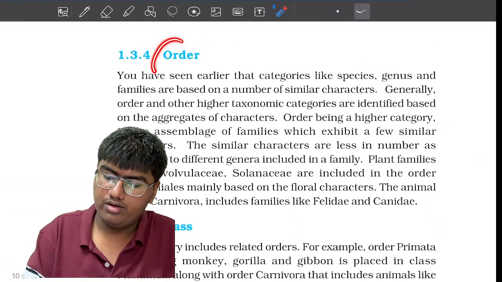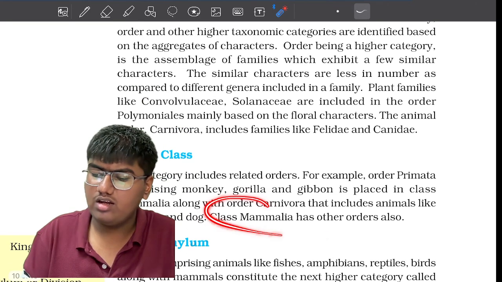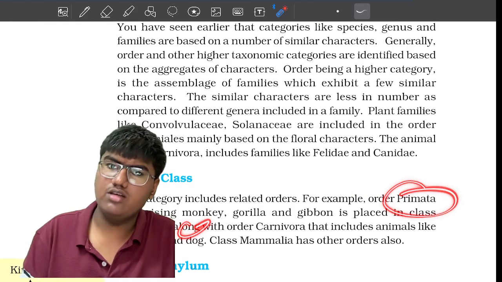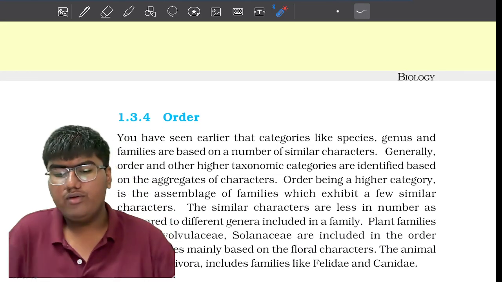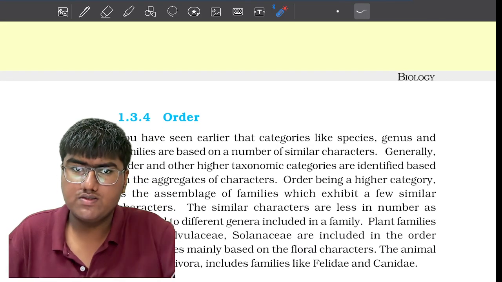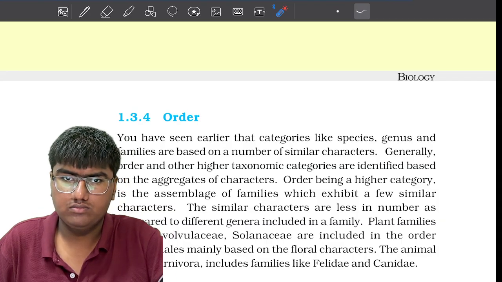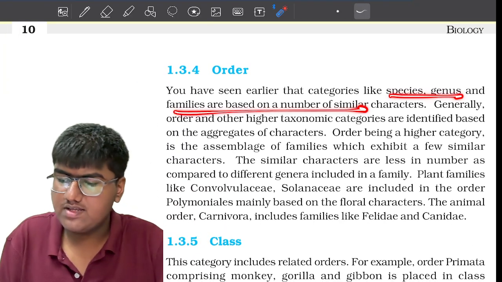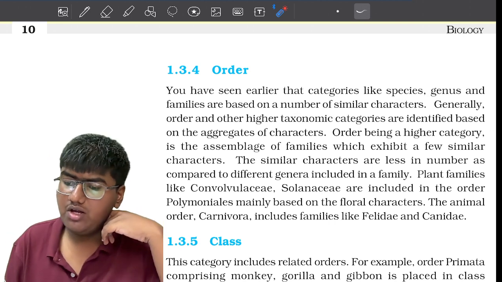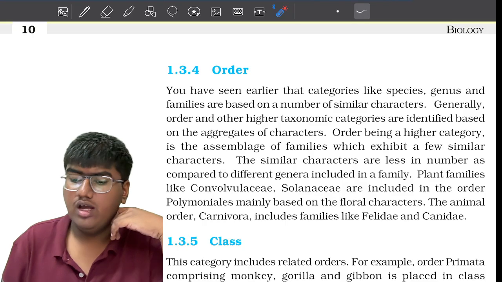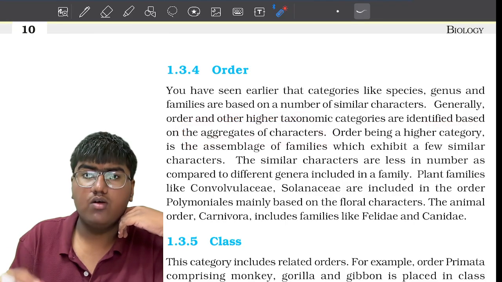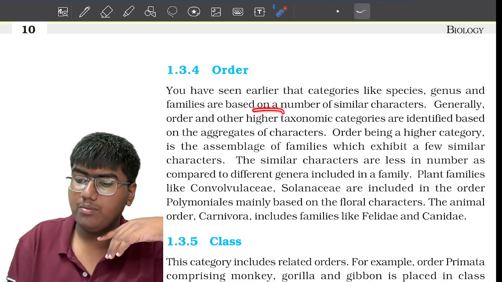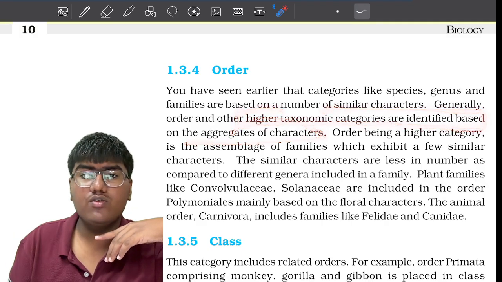Next, we come to order. Class Mammalia has many other orders which are not presently given to us. Here, we'll see further in the chapter. You have seen earlier that categories like species, genus, and families are based on number of similar characters. Generally, order and other higher taxonomic categories are based on aggregates of characters. What is order based on? Higher categories are based on aggregates of characters.